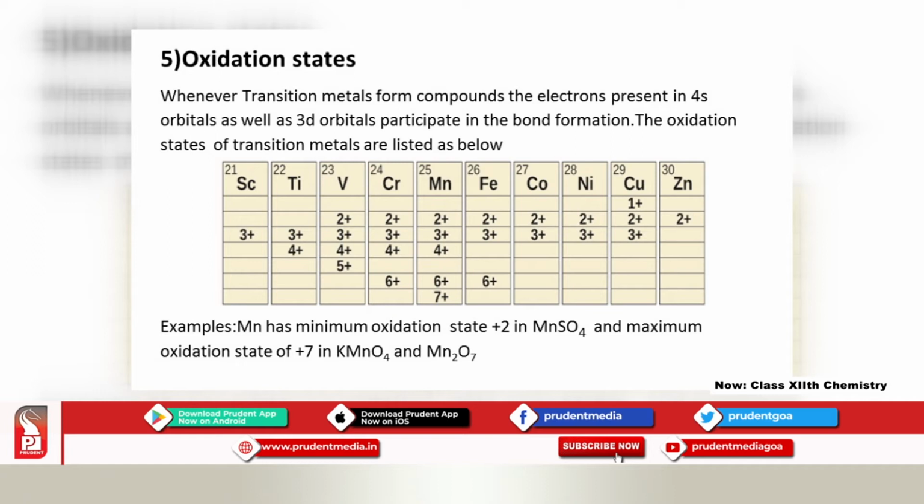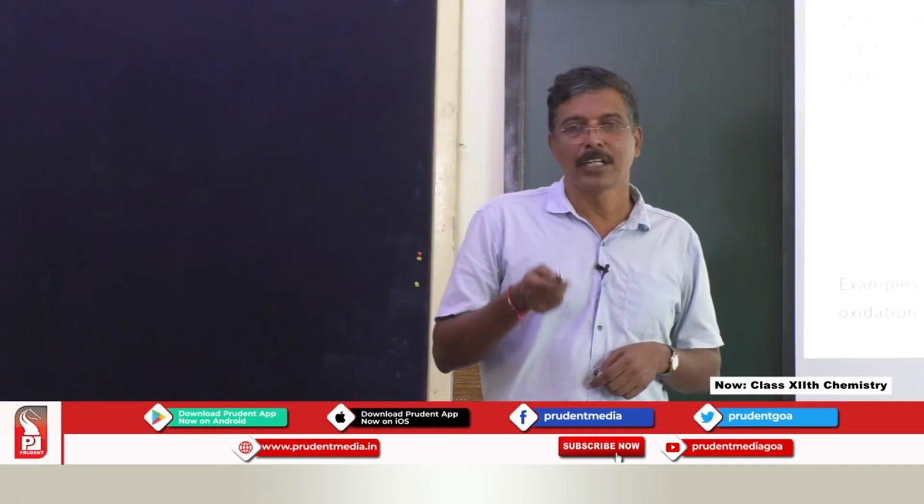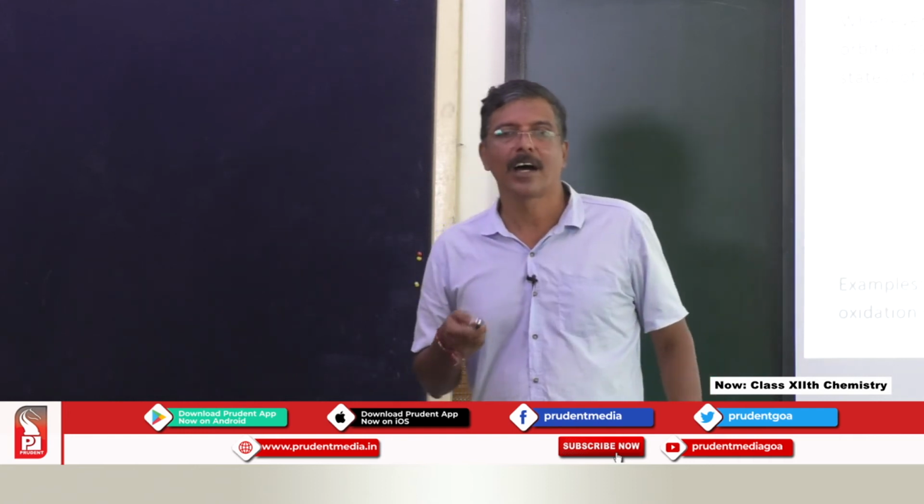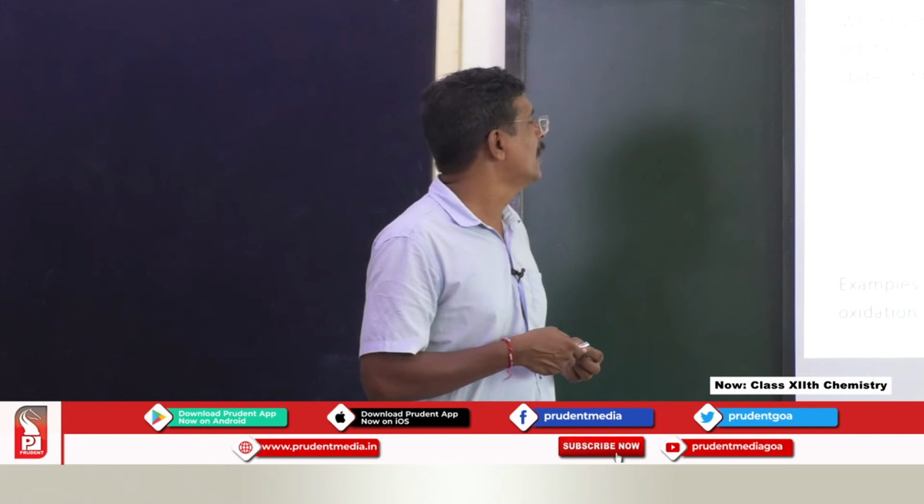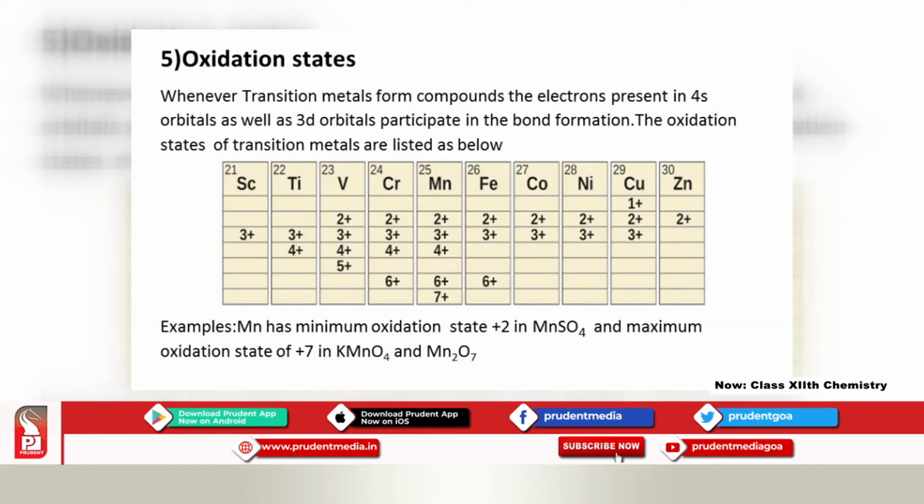In the case of copper, you also find the Cu plus 1 state. Then scandium and the others show plus 3. That means 2 electrons from 4s and 1 electron from 3d are involved in the bond formation, and that's why it shows plus 3. Next is plus 4. Titanium shows plus 4 because 2 electrons from s as well as d are involved. Vanadium, chromium and manganese also show plus 4, because 2 electrons from s as well as 2 electrons from d are involved in the bond formation. Vanadium also shows plus 5, chromium shows plus 6, Mn shows plus 6 and Fe shows plus 6.